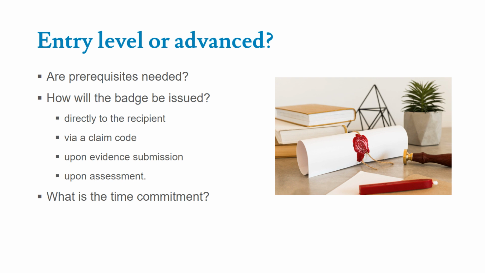You'll also need to decide how people will receive their badge. There are several options here. You might issue it directly after observing someone demonstrating a skill, for instance seeing them handle a customer interaction. You could provide a claim code at the end of the training session. This works well for workshop attendance or completed courses. Or you might ask people to submit evidence of their work, which could need assessment before the badge is awarded. This last option is particularly useful when you want to see real examples of someone applying their skills.